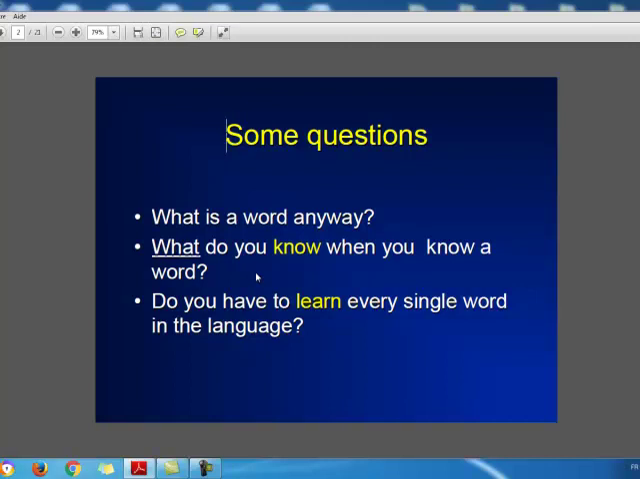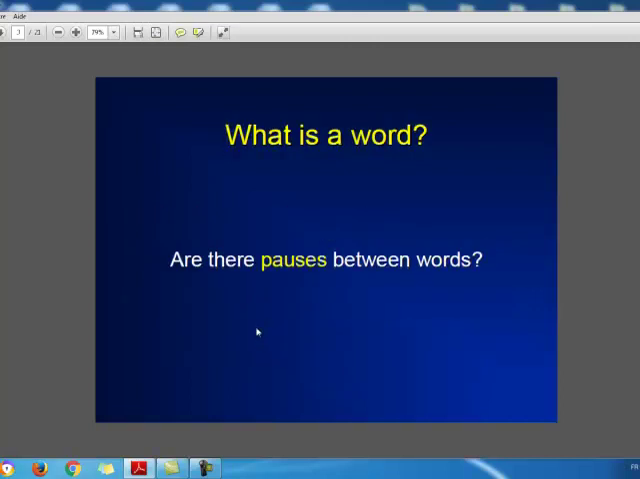And the third question that we will try to answer is, do you have to learn every single word in the language? Which means, if you are given the occasion to learn a second or a third language, or even while acquiring your L1, what do we acquire normally? Do we acquire lists of words? Do we have to memorize every word? Or do we have to learn something else, something that's going to help us learn the words in a general way? So these are the three questions that we would like to explain.